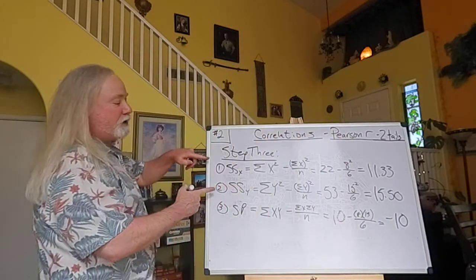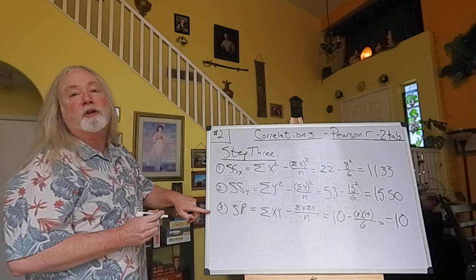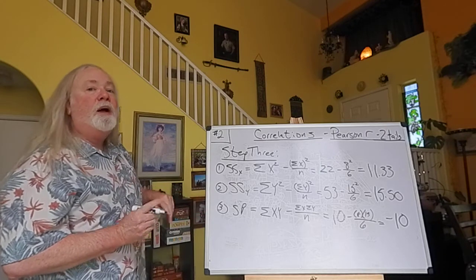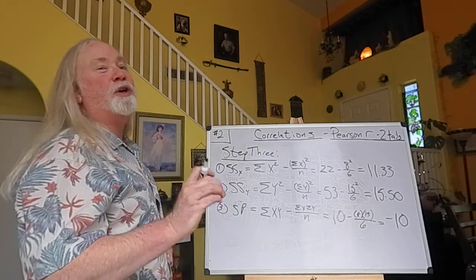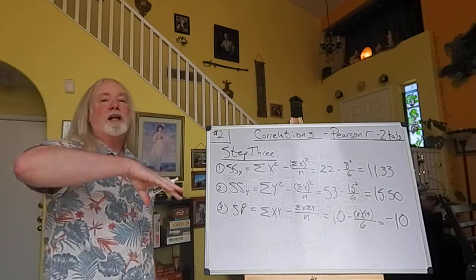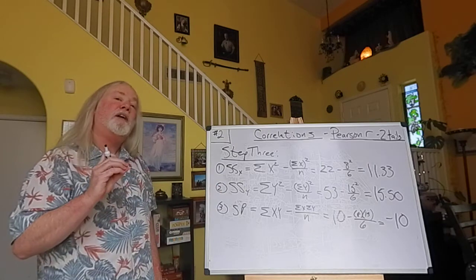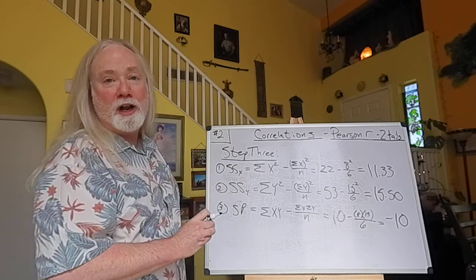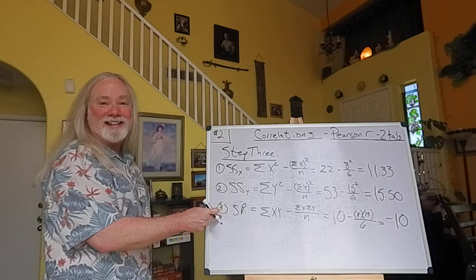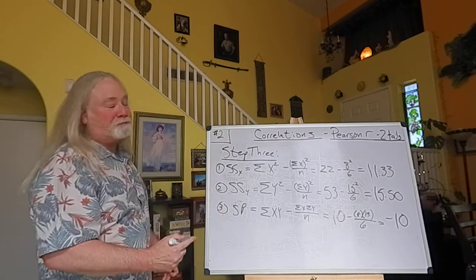So again, sums of squares have to be positive, but sums of products could be positive or negative. We should have expected a negative value there because we already know from the scatter plot in the prep stage that we've got a negative direction. So something had to be negative, and that's the only one of these 3 that can be.